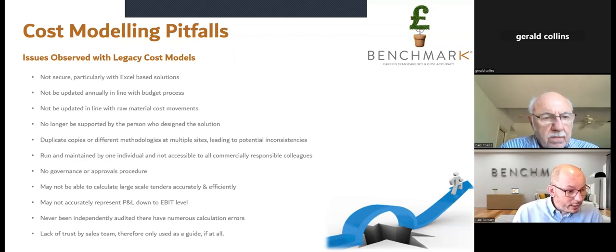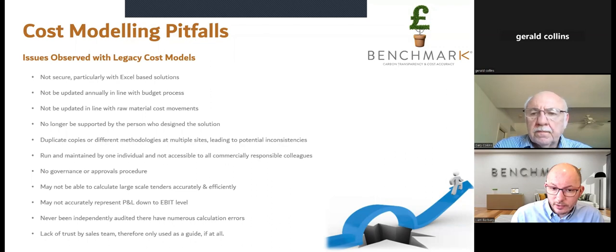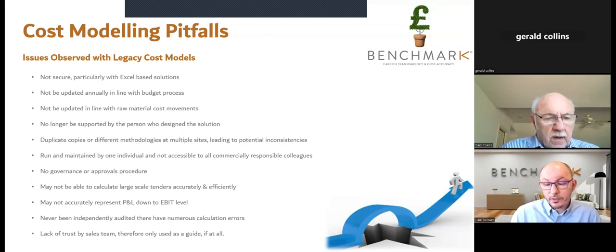May not be able to calculate large-scale tenders. What I've seen in my industry, and speaking to Jerry with all of his experience, is happening in many other industries. A lot of prices have been going up, not just for raw materials in the last couple of years, but also for energy, for labor, and a number of other elements as well. With that, buyers are looking for more transparency in their price. They're not looking just to track and index raw materials anymore. They're looking for further detail.